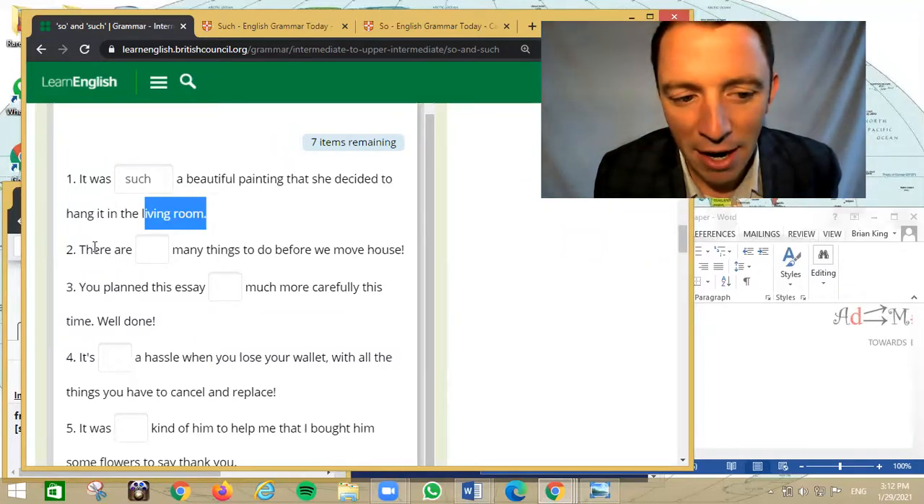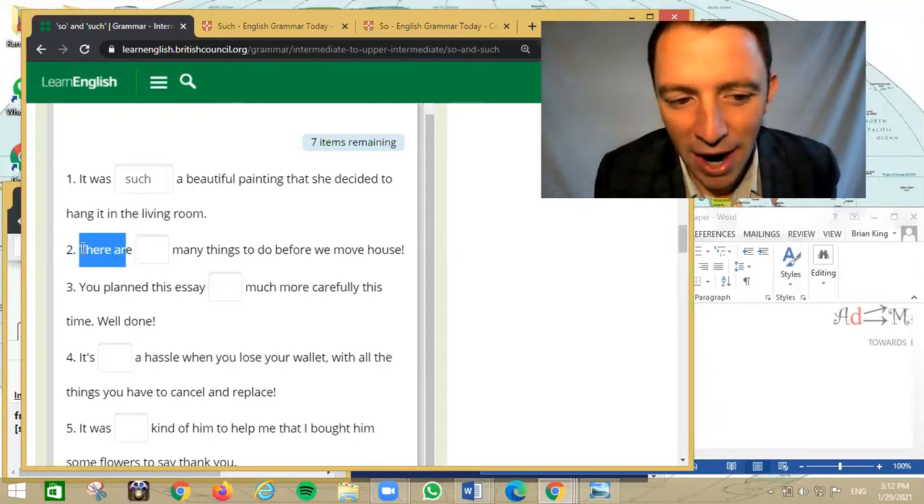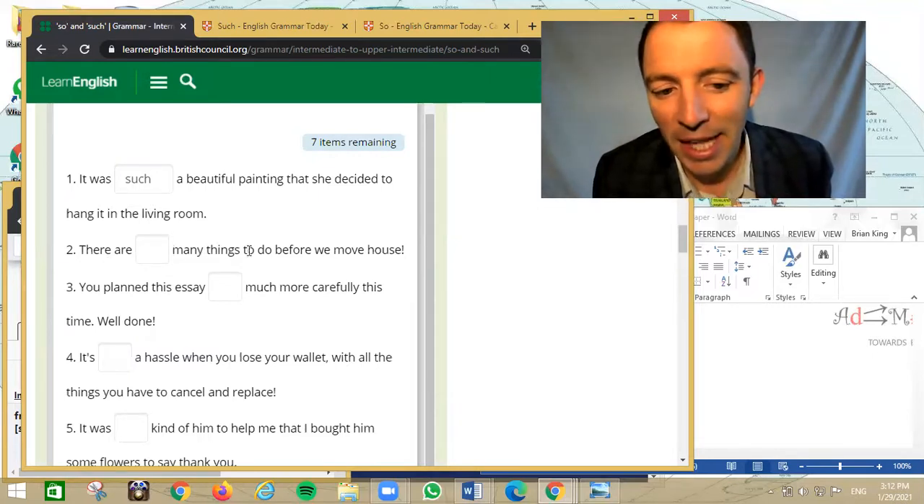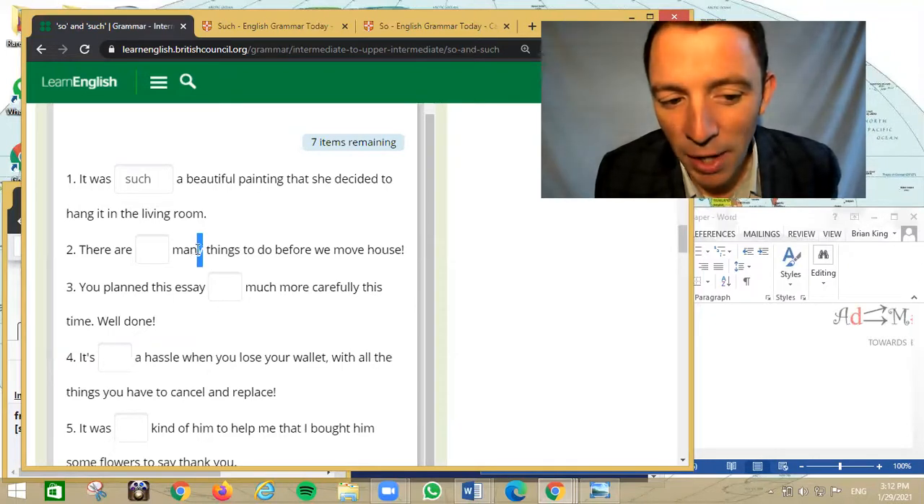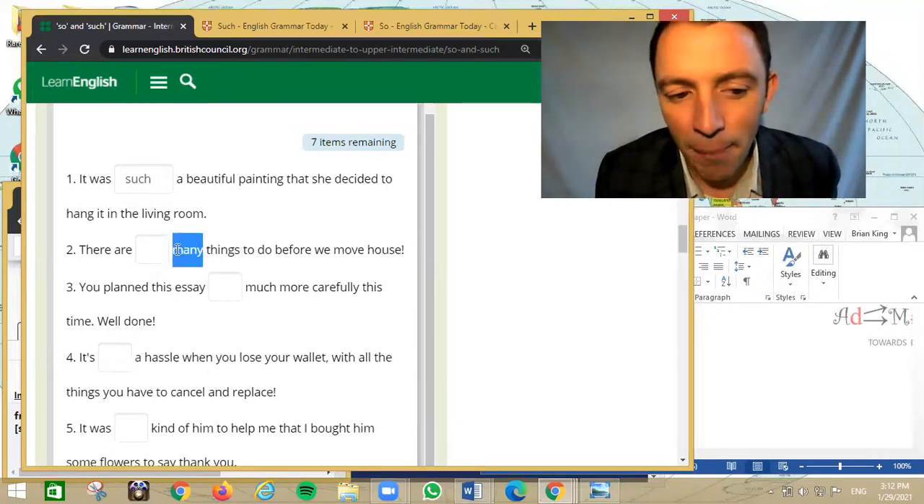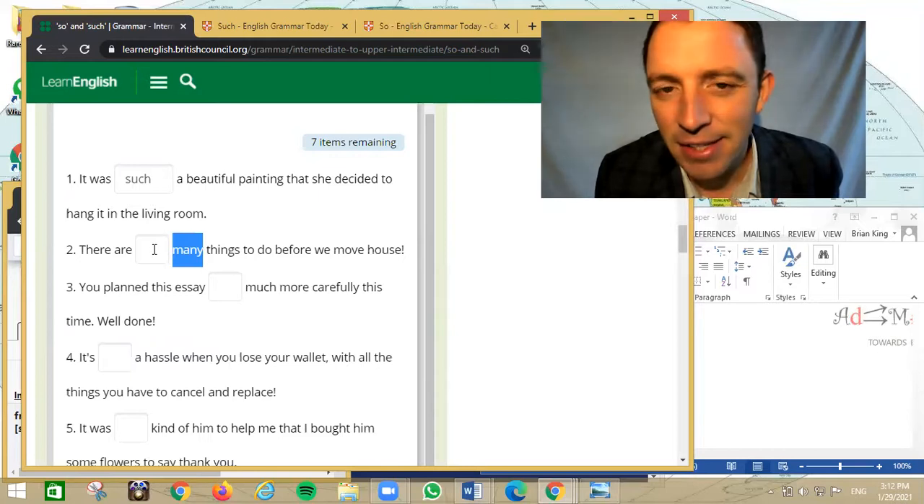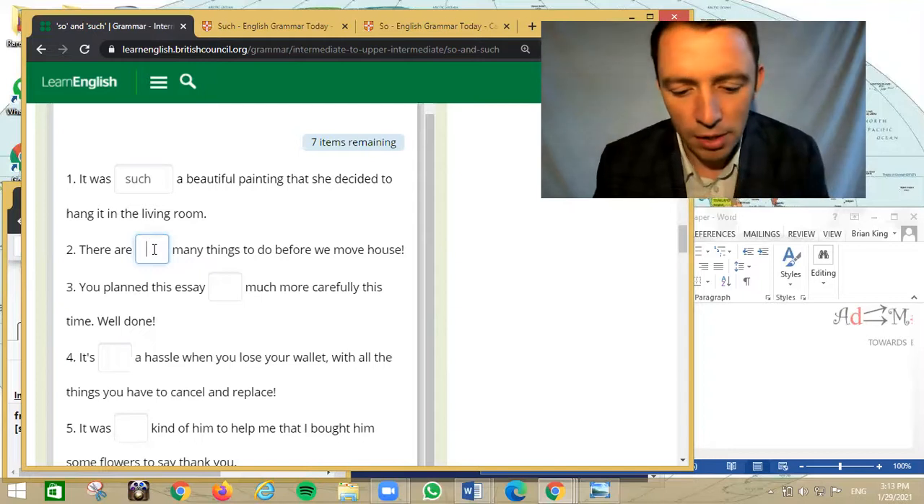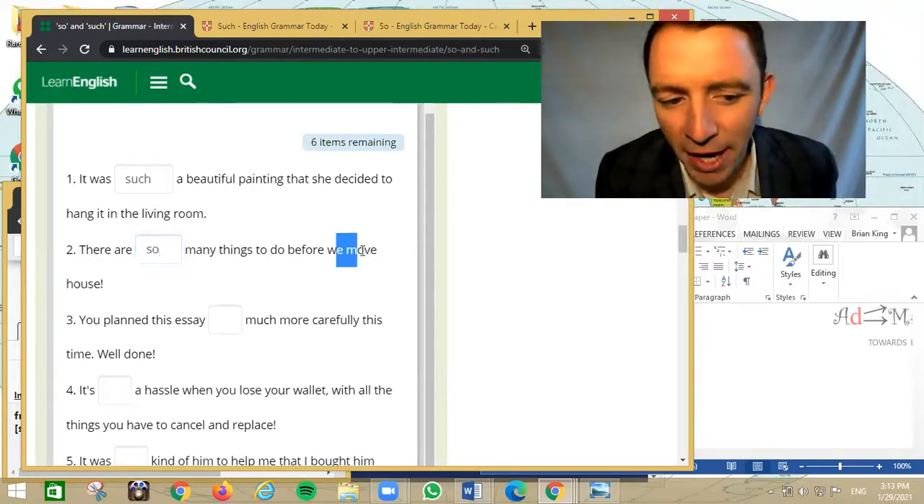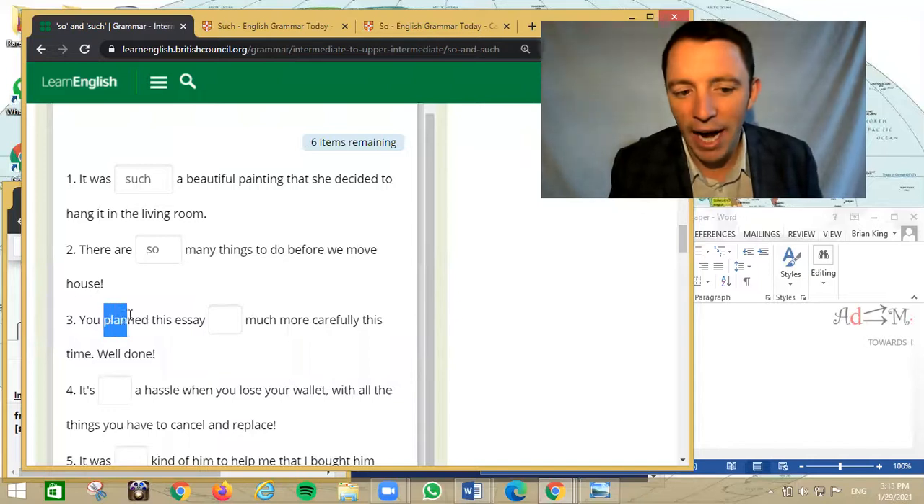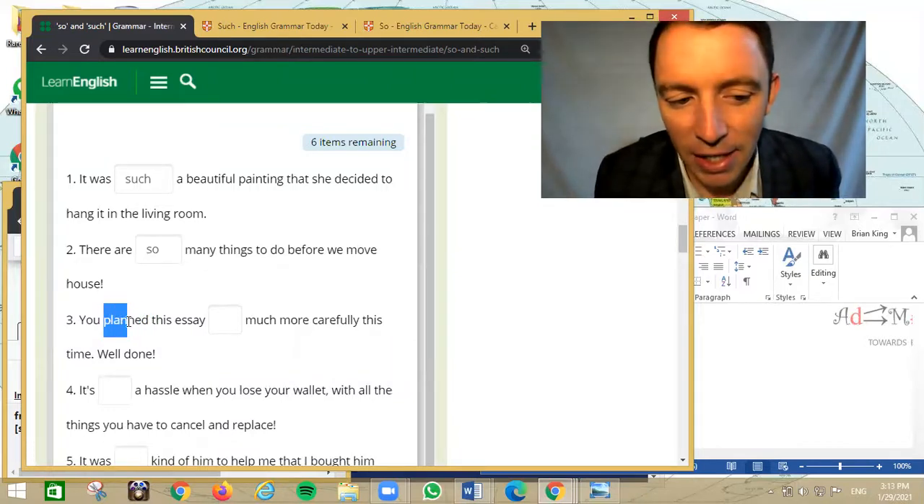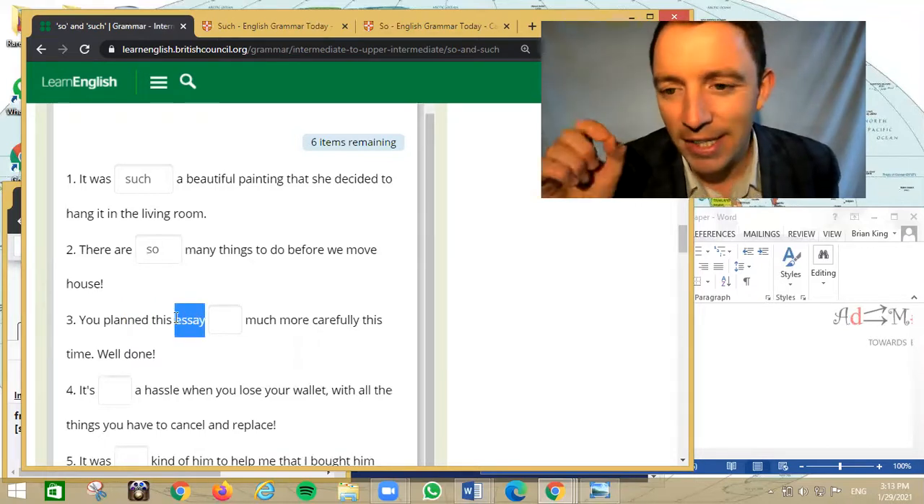In Espanol, there are things, many. So there are many things to do. This sentence is correct without any word because it's okay. There are lots of things to do, but you want to intensify the expression, and to intensify many is necessary so. So there are so many things to do before we move house. Planificar is the verb in English to plan. You planned, past simple, this essay. It's the writing, this essay.